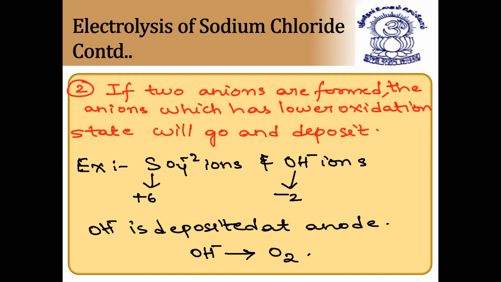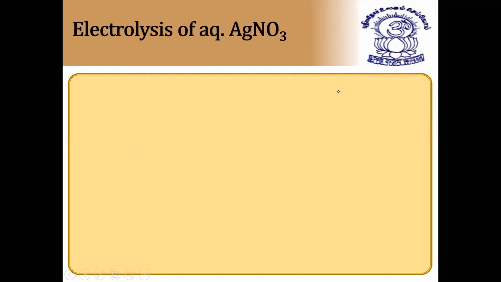Suppose, as we have seen in the previous section, chlorine and OH minus. The oxidation state of Cl is -1, whereas the oxidation state of oxygen in OH is -2. Forgetting the sign, 1 is lesser, so chlorine will go and deposit first in between OH minus. When chloride ions move to anode, it forms chlorine gas. I hope it is clear. Next. So these two statements are important for our understanding.